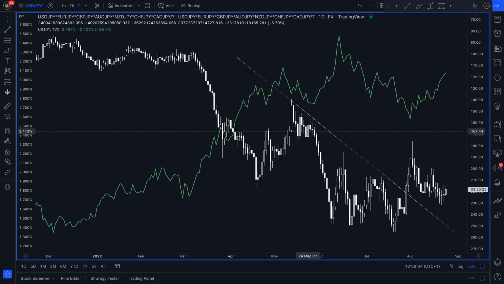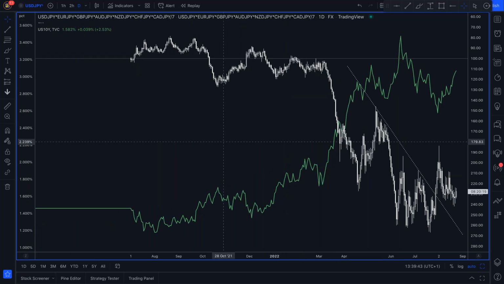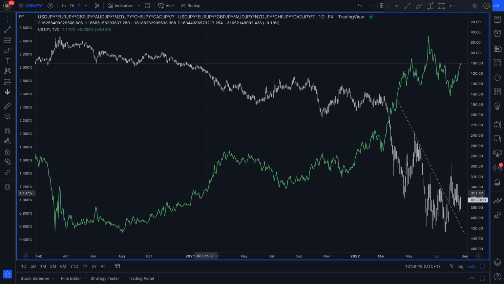Rising 10-year yields, weakening yen. Falling 10-year yields, strengthening yen. This is the yen basket in the candlestick chart. Okay. Rising 10-year yields, weakening yen. Falling 10-year yields, strengthening yen, right?